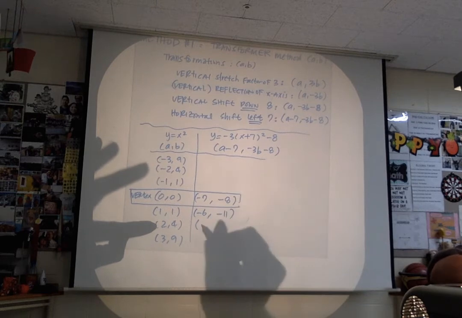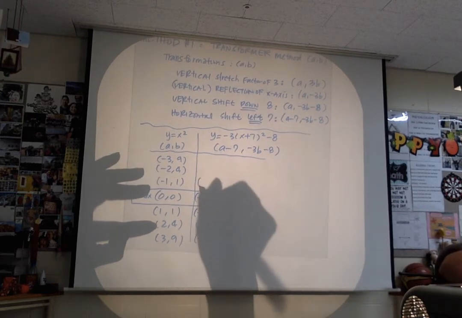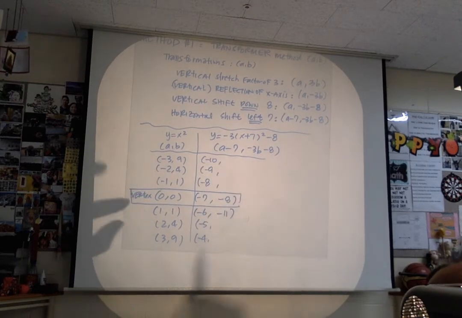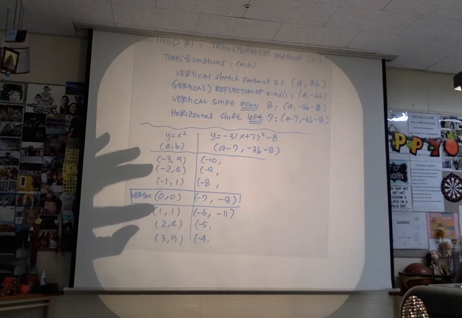Okay, 2 minus 7 is -5. You guys already know that these go in order, right? So you can even predict this one: -8, -9, -10. Because you know what? There's a shift. How many? 7 to the left.